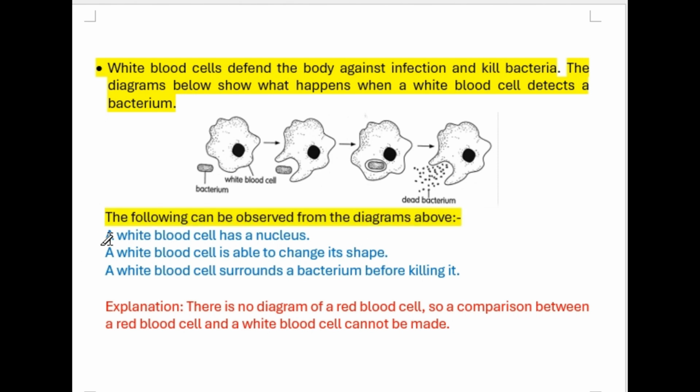The following can be observed from the diagrams above. A white blood cell has a nucleus. A white blood cell is able to change its shape. A white blood cell surrounds a bacterium before killing it. Explanation: there is no diagram of a red blood cell, so a comparison between a red blood cell and a white blood cell cannot be made.